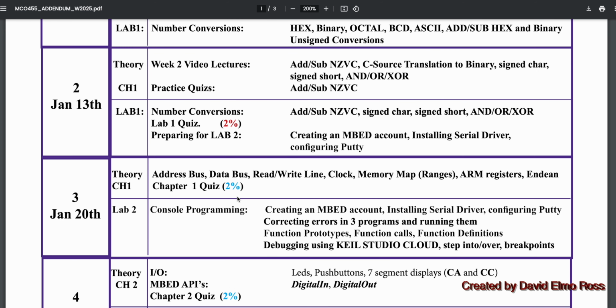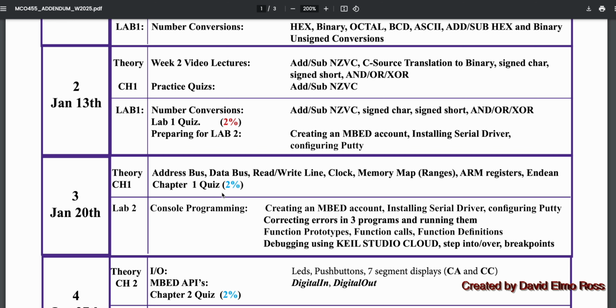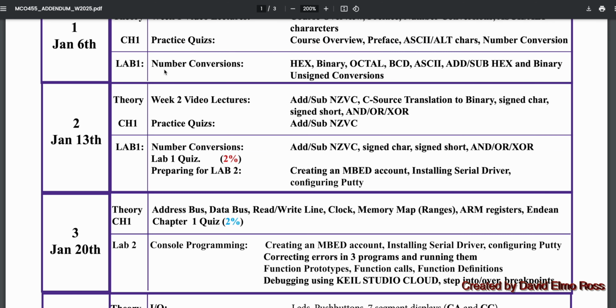Starting on week 3, we're going to do the Chapter 1 quiz, which covers all the material for week 1, week 2, and week 3, and it's 2% of your mark. These chapter quizzes start right at the beginning of each of your theory classes.